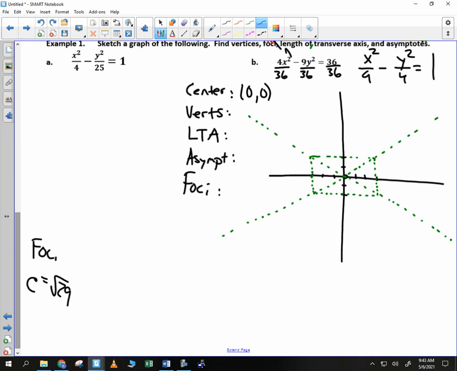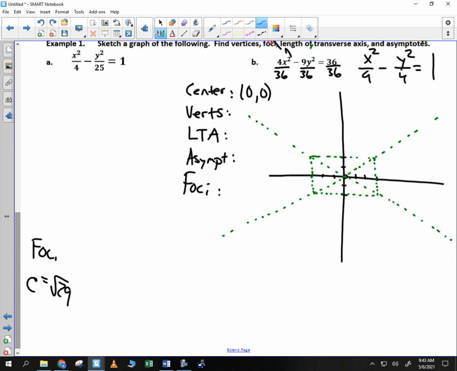Okay, does this open up and down or side to side? How do you figure that out? Side to side. Morgan has a question. How do we figure it out? Somebody tell Morgan, how do we know it opens side to side? It's horizontal. It's the x squared is positive, right? You always look for what's positive.